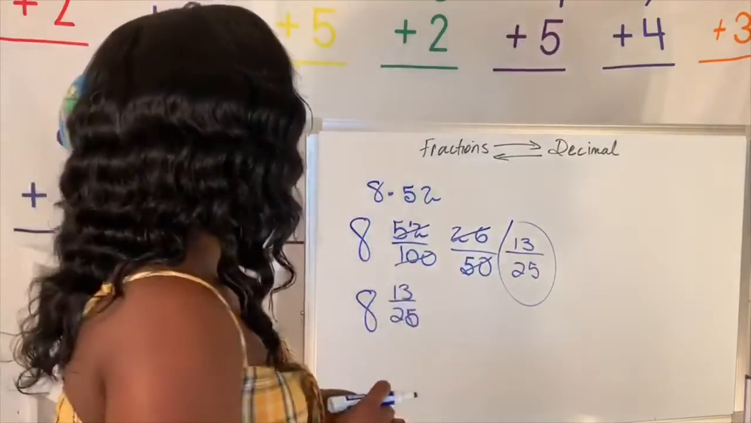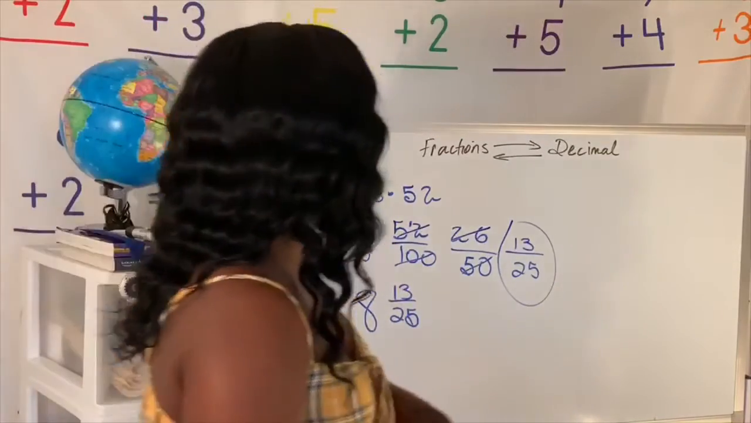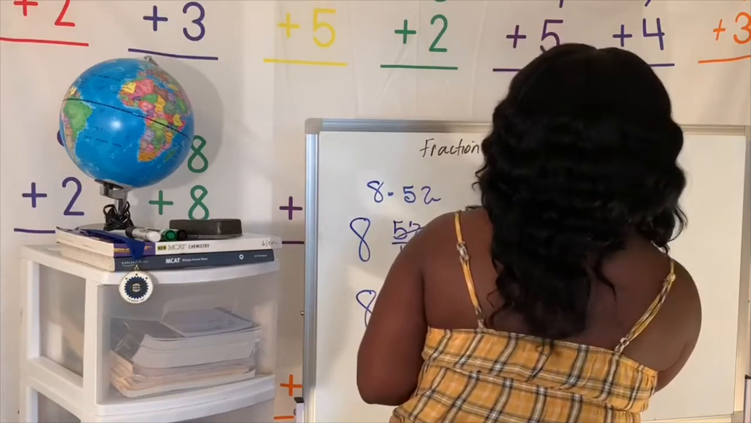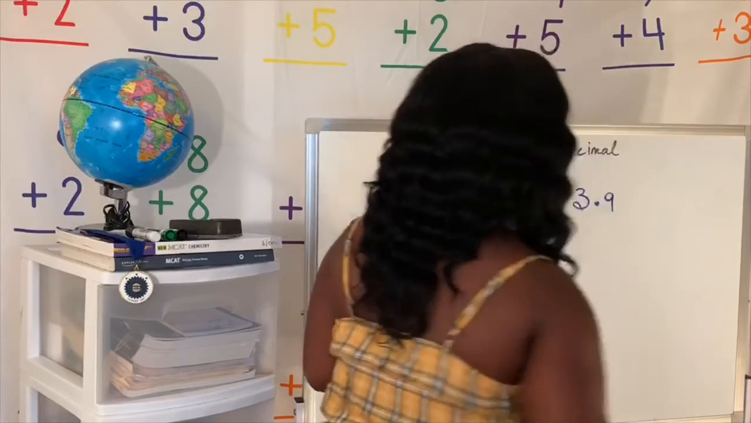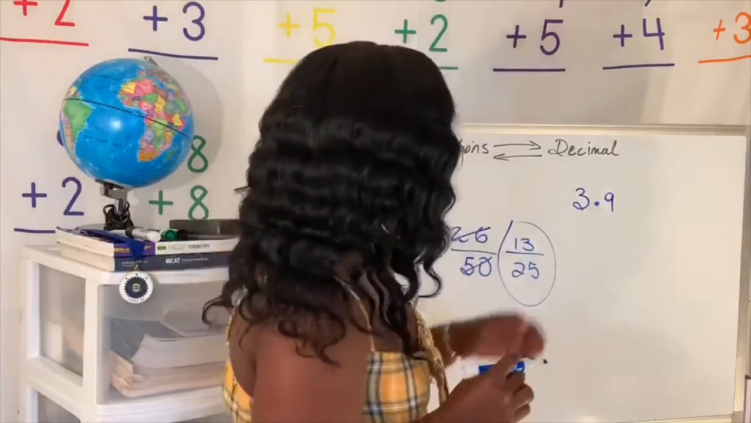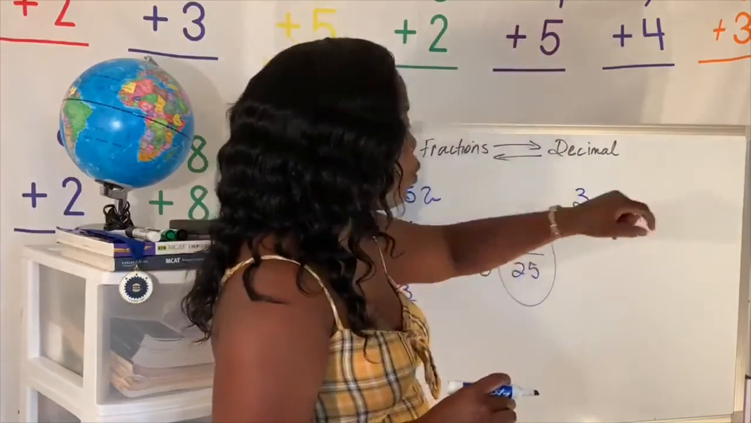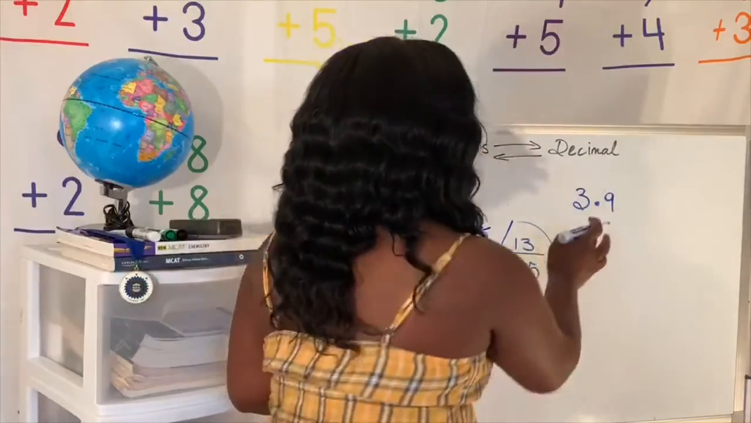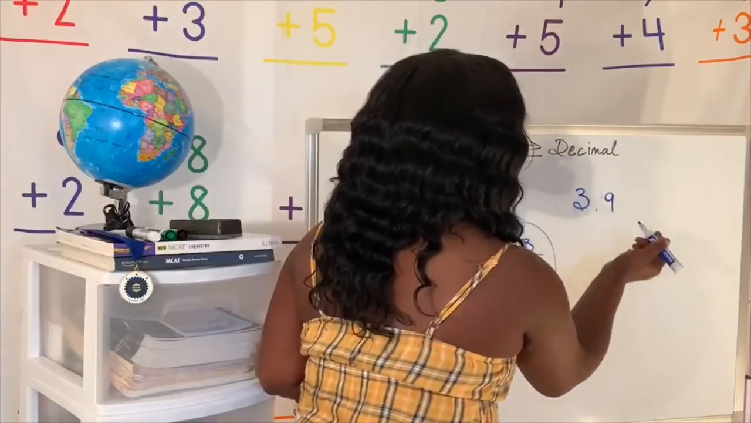Let's do one last example, and then we'll wrap things up. So say, for example, we had 3.9, and we wanted to convert 3.9 back to a fraction. So again, 3 is our whole number. We have the point, and then, of course, we have 9. So here we have 3.9.